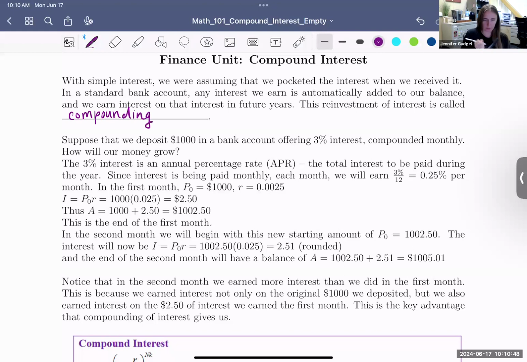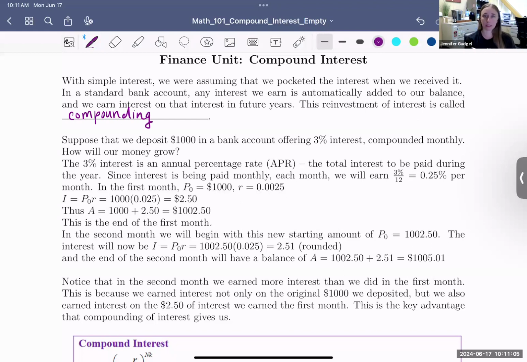So I'm going to walk through this paragraph here. It's already all typed in for you, but just discussing what is happening with compounding interest. All right, so let's say that we deposit $1,000 into a bank offering 3% interest compounded monthly. How will the money grow?